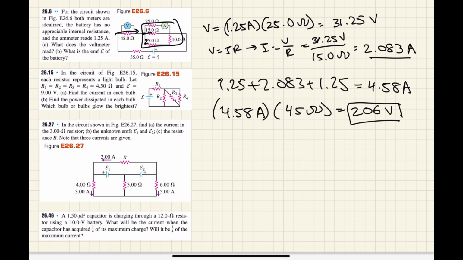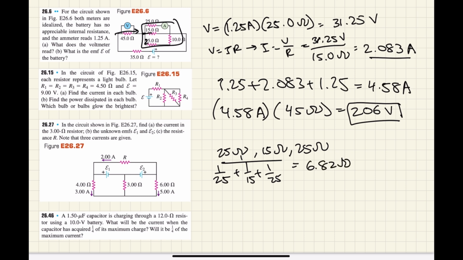Well, for that, we need to find the equivalent resistance of the circuit. Up here, we have 25 ohms, 15 ohms, and 25 ohms in parallel. So we know it's 1 over 25 plus 1 over 15 plus 1 over 25, and you do 1 over all of that. And that's going to be 6.82 ohms. Then you add that to this 45 ohms here and this 35 ohms down here. And so you're going to get a total equivalent resistance of 86.82 ohms.